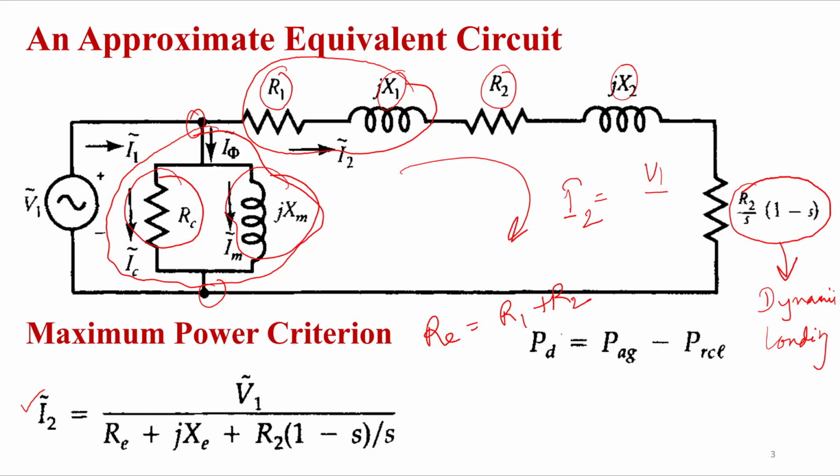Why are you gossiping? So PD is equal to PAG minus PRLC.